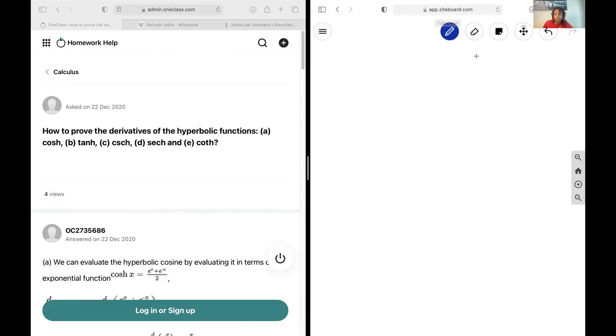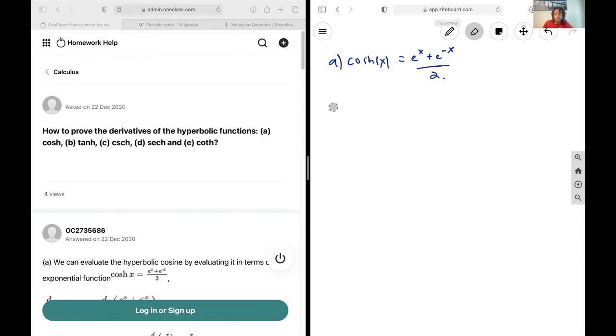Okay, next up we're going to prove the derivatives of the hyperbolic functions. And so first up we have the hyperbolic function for cos. And what that is going to be is e to the power of x plus e to the power of minus x, over 2.